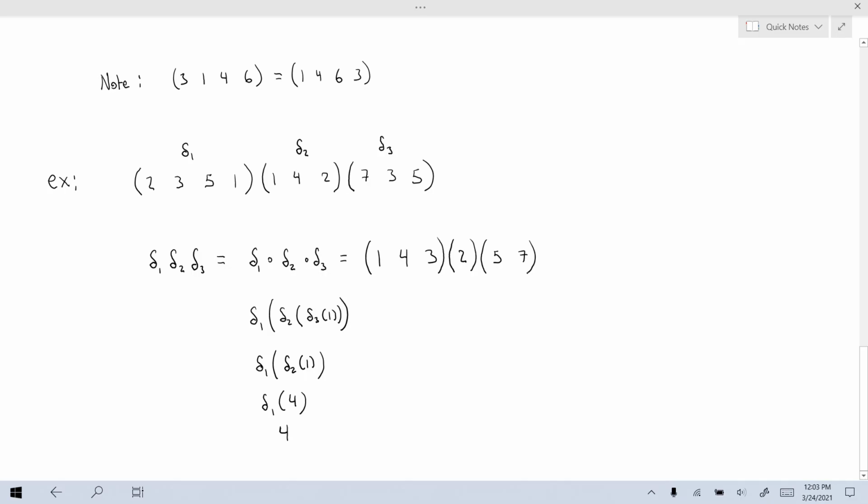So now the only number that I'm missing is 6. So 6 would have to be in the cycle by itself. But if we just want to confirm that real quickly, no, delta 3 of 6 is 6. Delta 2 takes that 6 and maps it back to 6. And then delta 1 will take that 6 and again map it back to 6, okay?